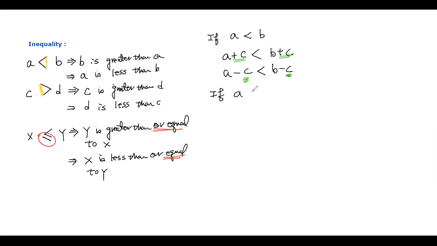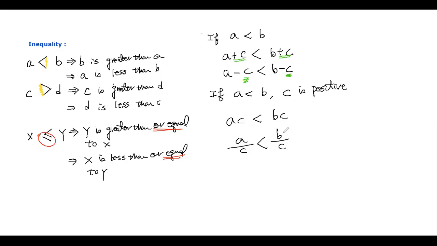If I have A is less than B, and C is positive, then A times C and B times C keep the same inequality. If you multiply by something positive, it stays the same. The same is true if you divide by C, because C is not 0. The inequality still remains the same.